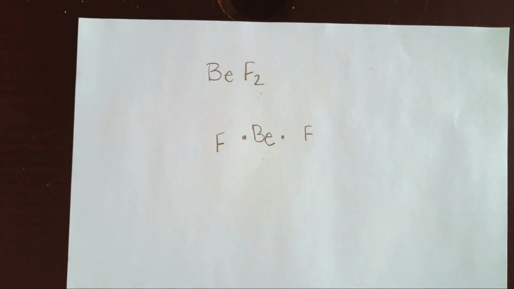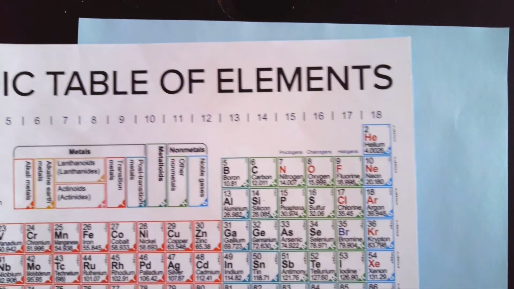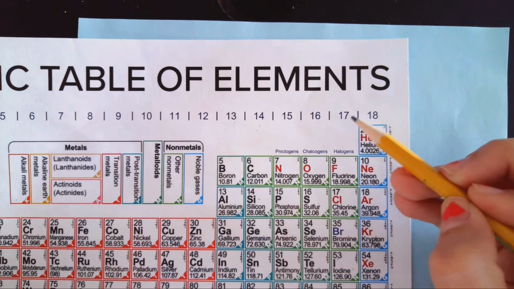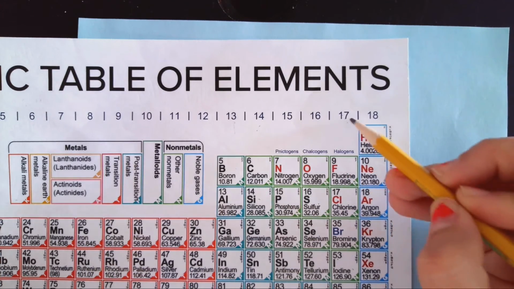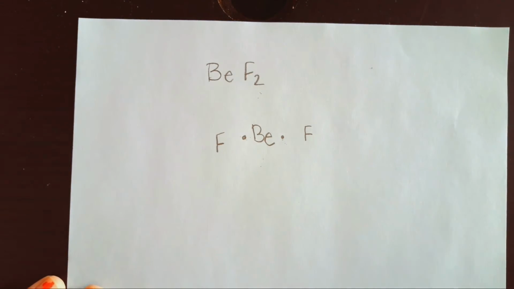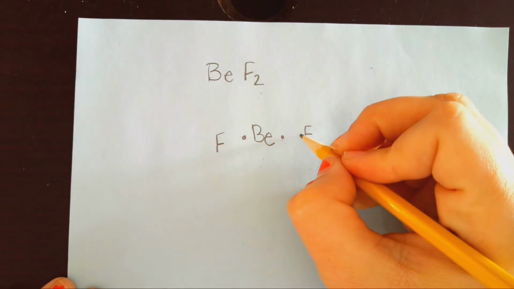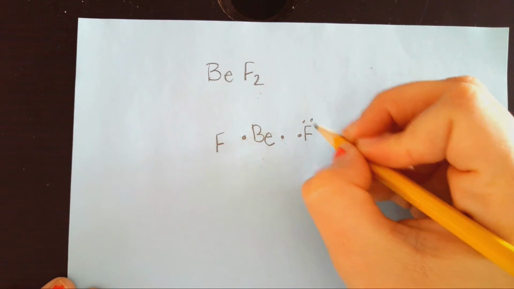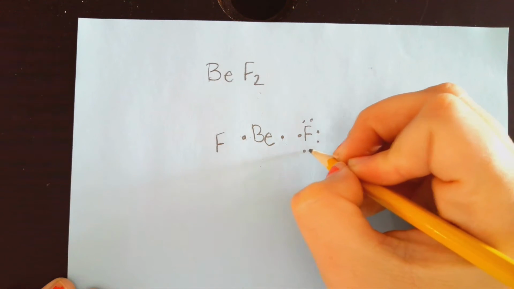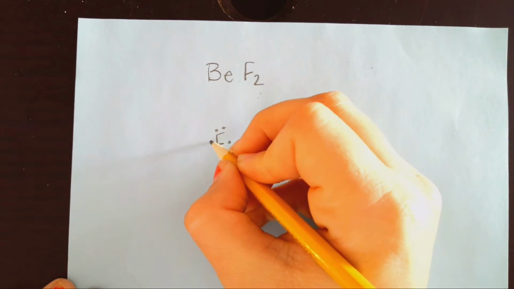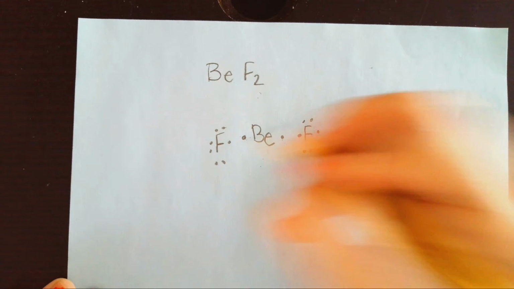Okay, now let's go back to the periodic table. Here's fluorine. How many valence electrons does fluorine have? 7, because it's in 17. We ignore the 1. Fluorine has 7 valence electrons. So we're going to put our 7 dots. One thing, note, put your 1 by itself next to beryllium. 1, 2, 3, 4, 5, 6, 7.